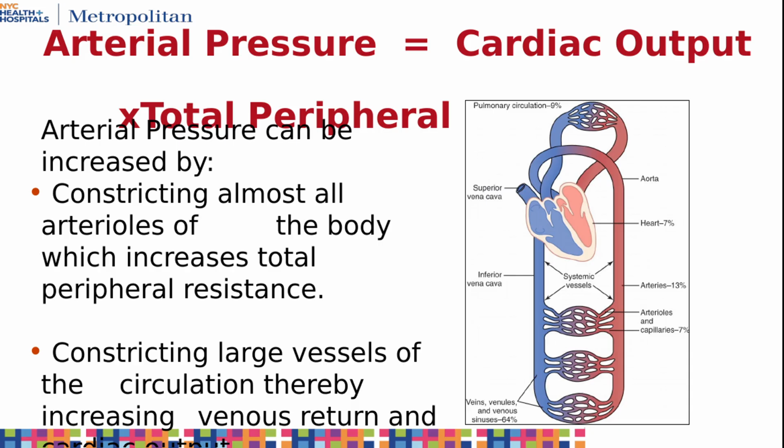This equation is the backbone of the whole lecture. Arterial pressure equals cardiac output times total peripheral resistance. If arterial pressure drops, one of those components has fallen, or both have. You can raise pressure by constricting arterioles, which increases total peripheral resistance. You can also constrict large veins, which improves venous return and increases cardiac output. Or you can increase cardiac output directly through heart rate and contractility.